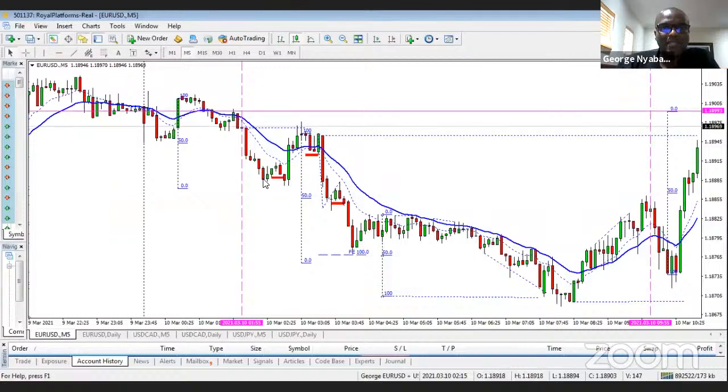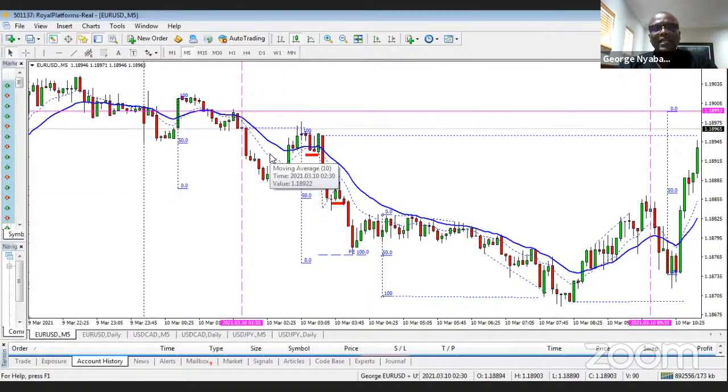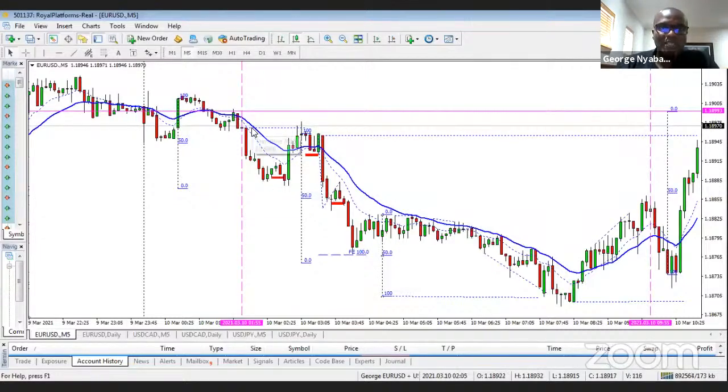So the pullback that I wait for after seeing this breakout is a pullback to the EMA. Now you see I have the solid blue line as my 20 EMA, that's my primary trading line, but I also have put in for instruction purposes the 10 EMA, because that's a dynamic trend line that shows me the pace, the strength of any breakout. So as long as the market bounces off that, I know the breakout is pretty strong.